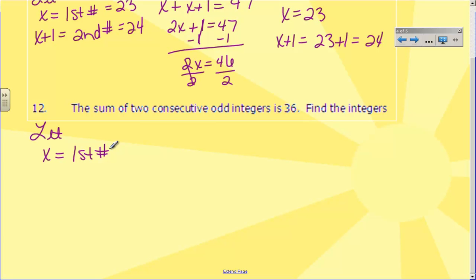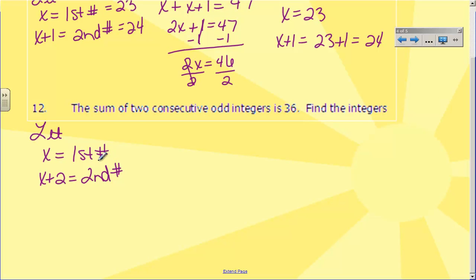Now, since these are consecutive odd integers, like 1 and 3, or 5 and 7, or 15 and 17, they are both odd integers, but there's a number in between them that's even. So instead of the second one being x plus 1, it's going to be x plus 2 because I have to add two numbers to get to the next odd number. It's true for even numbers as well. If I'm going from 2 to 4, I still have to add 2. So if you're skipping a number, it becomes x plus 2.